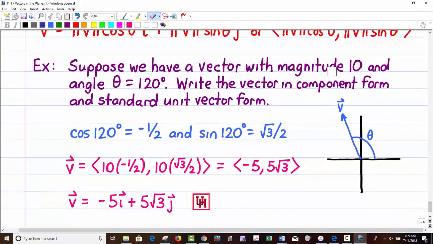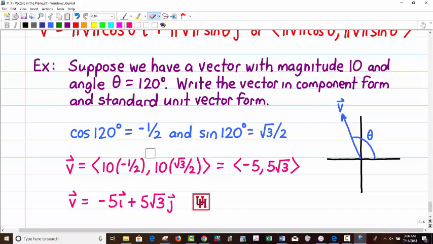Suppose we have a vector with magnitude 10, angle theta equals 120 degrees. Write the vector in component form and standard unit form. The first thing I did here, you can use a trusted unit circle if you don't know these. The cosine of 120 degrees will be negative 1/2, and sine of 120 degrees is the square root of 3 over 2, right over there in quadrant 2.